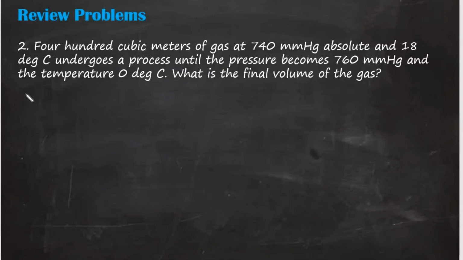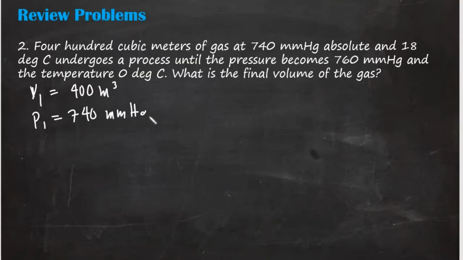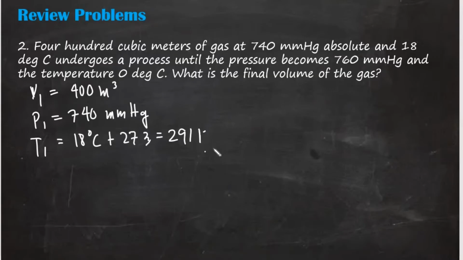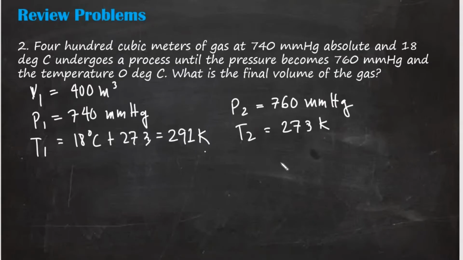So let's just write the given first. We have V1. V1 volume is equal to 400 cubic meters. And then P1 is equal to 740 millimeters of mercury. And then T1, we have 18 degrees. So we need to add 273 to make it Kelvin. Let's get our calculator. 18 plus 273. We have 291 Kelvin. And then we have P sub 2 is equal to 760 millimeters of mercury. And temperature sub 2, that is 0. So if we add 273, then we'll simply get 273 Kelvin.